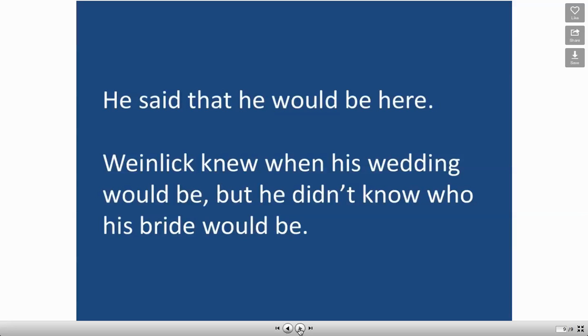But when we do it in reported speech, this verb has to match the reporting verb said, and the will becomes would. And later in this reading, you'll have this sentence, Weinlich knew when his wedding would be, but he didn't know who his bride would be. And this is the reporting verb in the past tense, so will becomes would.